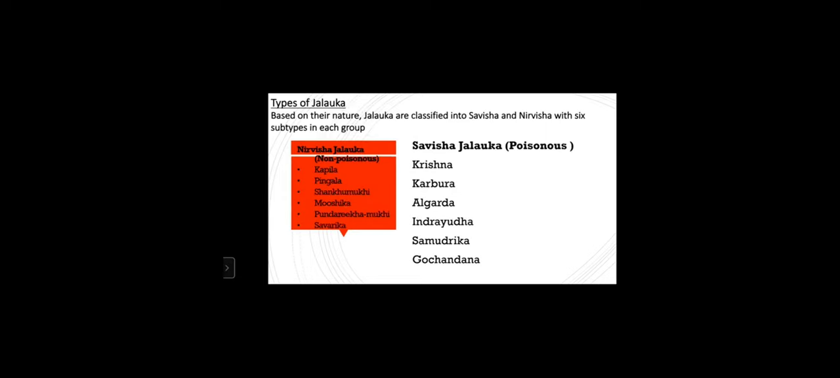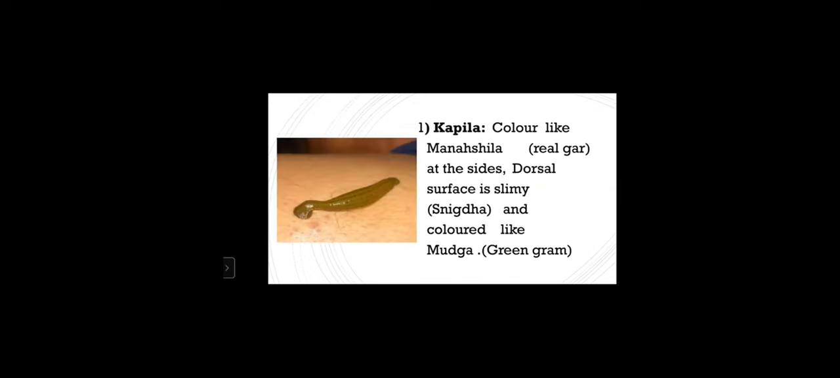Types of Jalauka are important from the exam point of view. Based on nature, Jaloukas are classified into Savisha and Nirvisha, with six types in each group. We have to use Nirvisha Jalauka for Jalauka Avacharana. The names are Kapila, Pingala, Shankumukhi, Mushika, Pundarikamukhi, Savarika. Then Savisha: Krishna, Karbura, Alagarda, Indrayudha, Samudrika and Gochandana. These are the poisonous varieties.